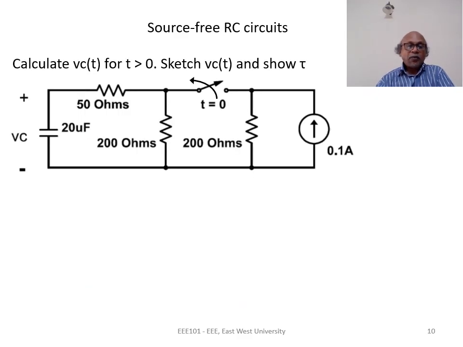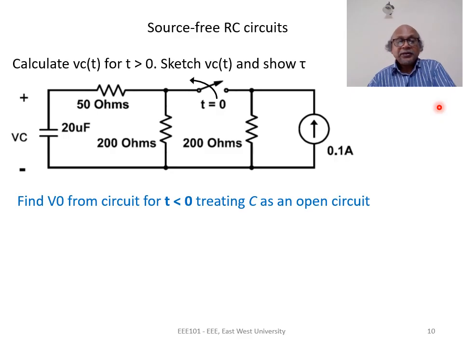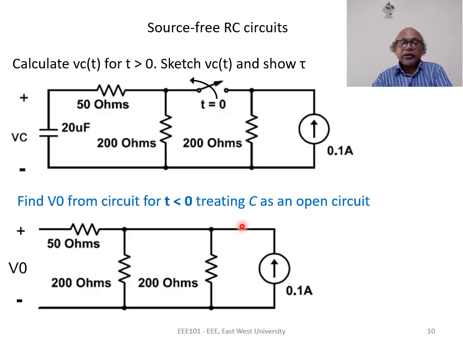Now let us look at a problem. In this circuit, the switch was initially closed. At t equal to 0, the switch has been opened. We want to find the capacitor voltage for t greater than 0, and we want to sketch the voltage. Okay, remember, first we consider the circuit for t less than 0 and consider the capacitance as open circuit. So this is the circuit that we get. For t less than 0, the switch is closed and the capacitor is replaced by an open circuit. We need to find V0.